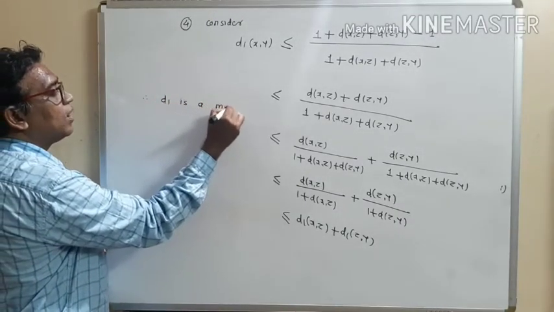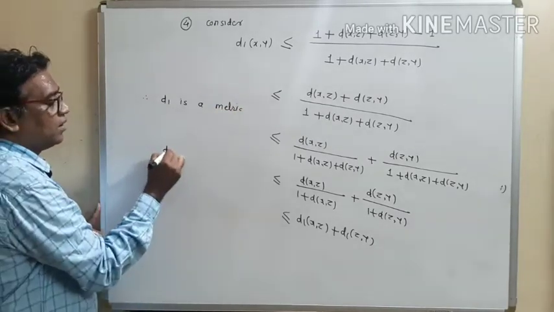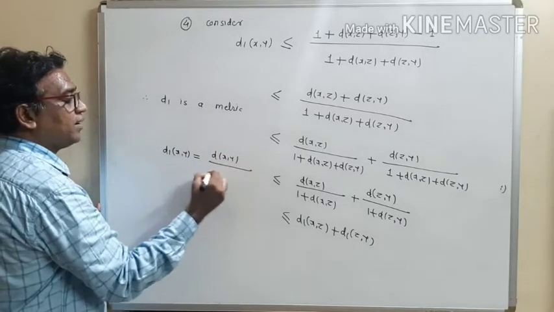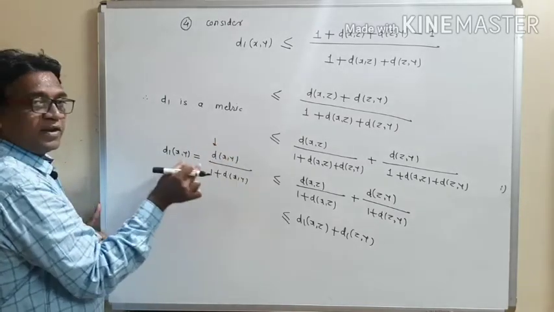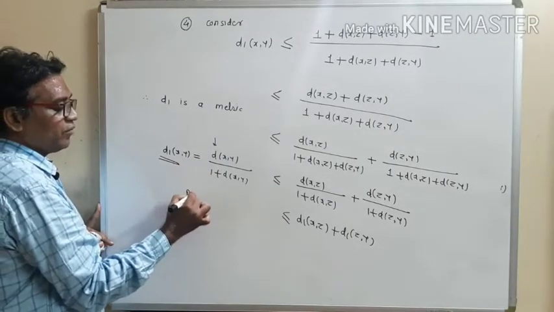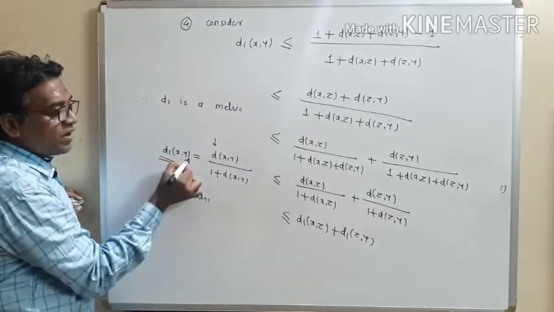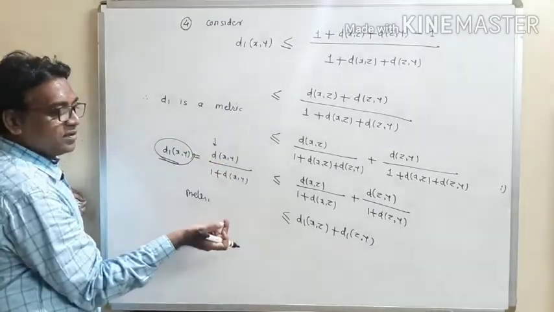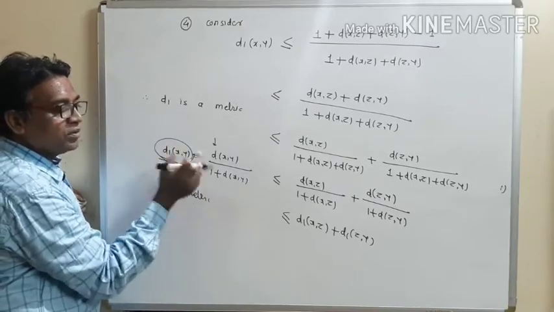d1 is a metric. So see what is given in this example. We are given the definition d1 xy is equal to dxy divided by 1 plus dxy, where d is a metric, and we want to show that this new metric d1 is a metric. So this is the formation of a new metric from the old one. d is the old metric.